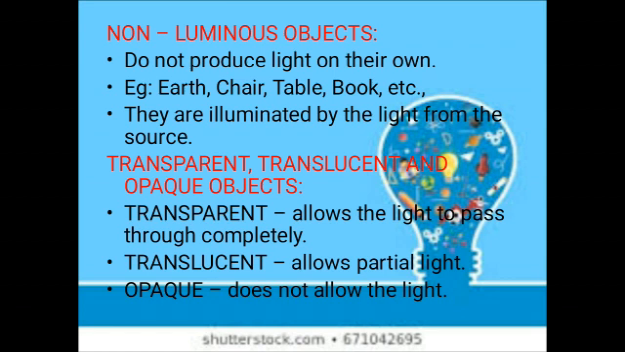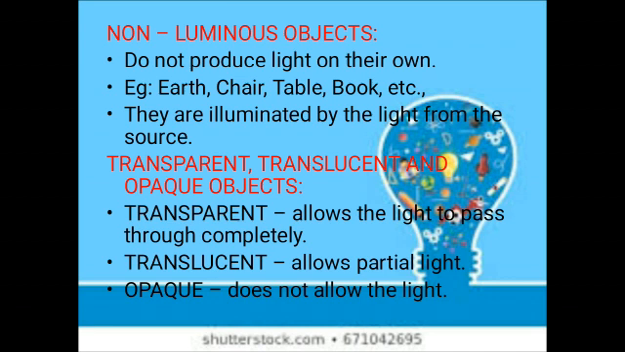Next, transparent, translucent and opaque objects. Objects can be classified based on the amount of light passing through them. They can be classified as transparent, translucent and opaque. Transparent means it allows complete light to pass through it. Example, glass. We can see the things on the other side of the glass, which means the light can completely pass through the glass. This is called transparent.